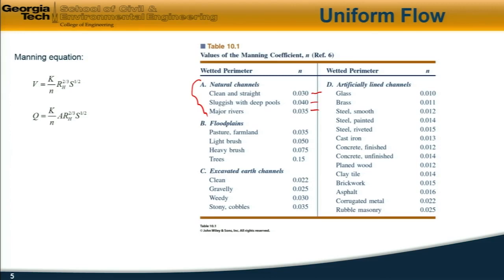For very large roughness elements, for example, heavy brush or trees, such as you would encounter in a floodplain, Manning's n increases substantially to 0.075 or as much as 0.15. On the other hand, for very smooth channels, for example, artificial channels with glass lining, it's 0.01. For steel, etc., it increases to 0.015. So n is a type of roughness coefficient.